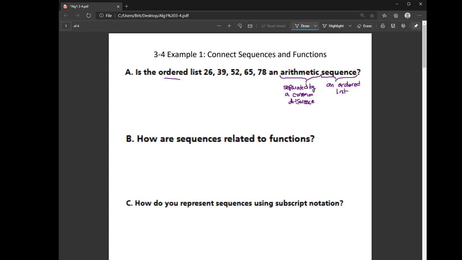Alright, so let's take a look at this. To go from 26 to 39, I have to add 13. So the difference here is 13. To go from 39 to 52, again I have to add 13. From 52 to 65, adding 13. And 65 to 78 is adding 13. So the fact that every time I move forward in the sequence I add 13, that is what a common difference is.